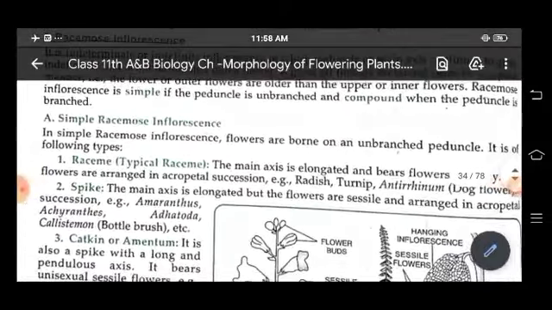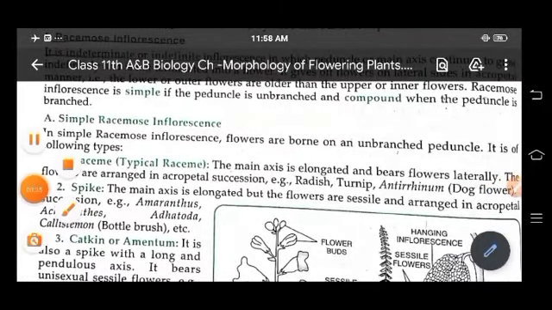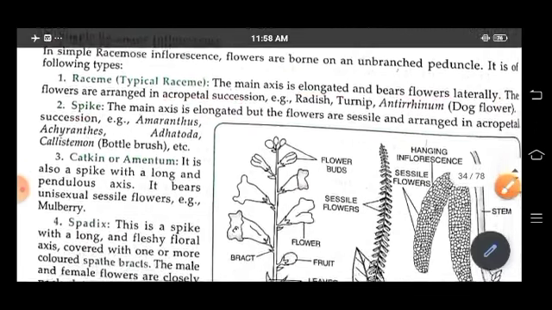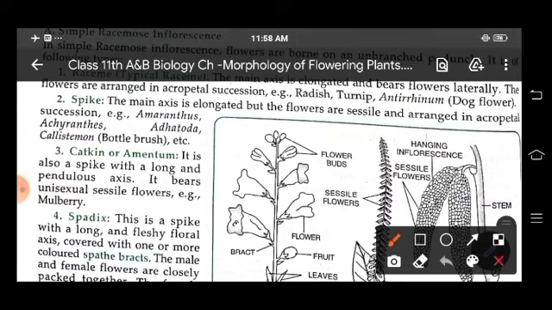Now children, in raceme inflorescence, the main axis is elongated and it bears flowers laterally. The flowers are arranged in acropetal succession. In spike, the main axis is elongated but the flowers are sessile, that means no stalk is there, and arranged in acropetal succession. In catkin, like spike, they also have a long and pendulous axis which bears unisexual sessile flowers.